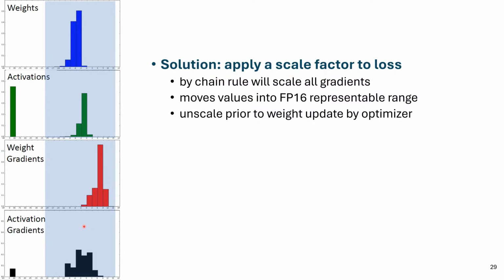And we just picked that value to be a power of 2, so mantissa bits don't get touched at all, just exponent bits get adjusted. And that effectively moves your activation gradients well into FP16 representable range. Now you don't lose values and you can train.